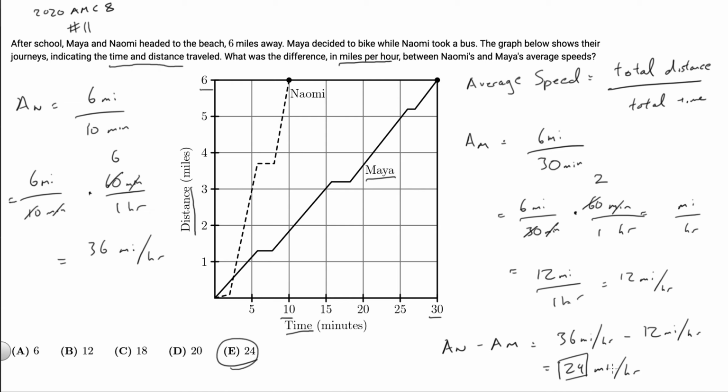So take a look. We have our units miles per hour here. We don't need them for this question, but keep in mind that it's always a really good idea to keep your units consistent and also to do the unit analysis to make sure all of your units make sense. Because when you have the right units, more often than not, you have the right number to go with it as well. So always make sure you're checking your units. So this was number 11 from the 2020 AMC8 test.